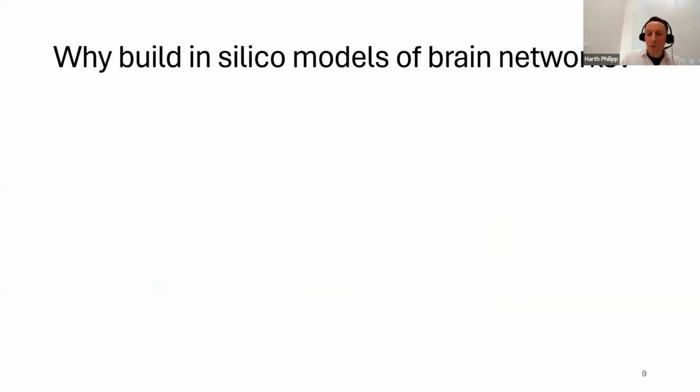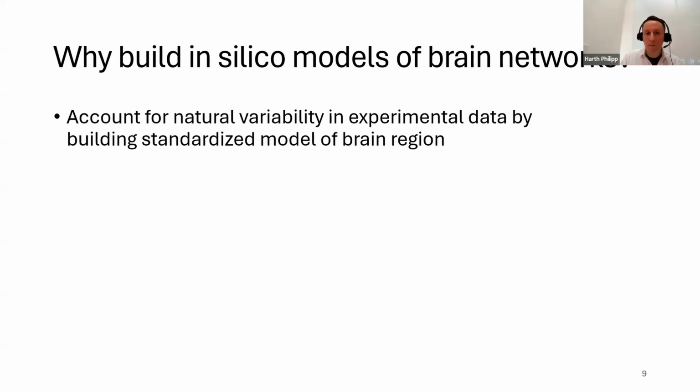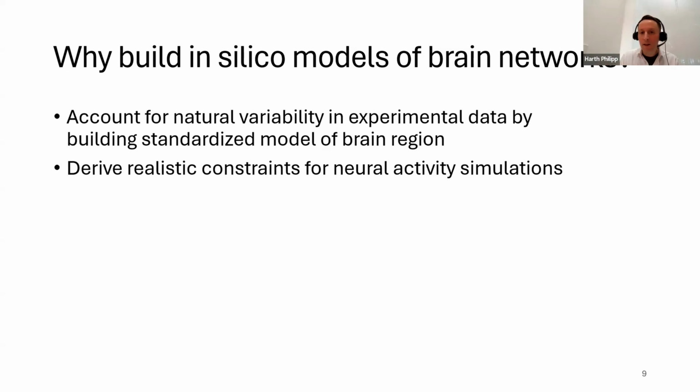The goal of our cooperation partners in this project is to build a detailed in silico model. And one could ask why we want to build an in silico model of the rat barrel cortex. As indicated, one reason is that by building a standardized averaged model of a brain region, we can account for inter-animal variability that is found in experimental data and get a standardized representation of this brain region.